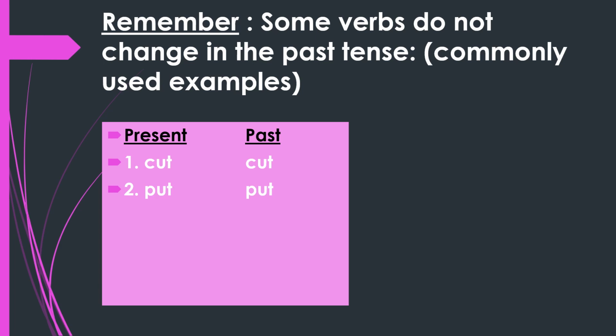Similarly with the example put. Put remains put in the present tense as well as the past tense. Similarly, the verb hit, hit remains hit in the past tense also. The verb bet remains the same in the past form. Similarly, the verb wet remains wet in the simple past form.